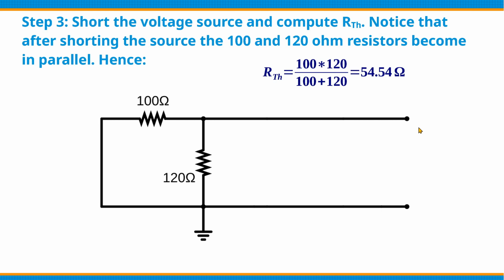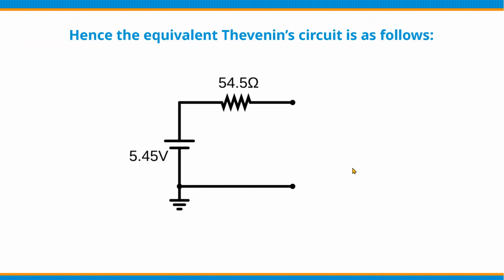Now the third step is to zero the sources. Of course, here we have a voltage source. Zeroing a voltage source means replacing it with a short circuit. If we have current sources in the circuit, zeroing current sources means replacing them with an open circuit. So after shorting the voltage source, we end up with this 100 ohm being in parallel with the 120 ohm resistor. So again, with a simple equation, we can find the parallel equivalent, and it comes out to be 54.54 ohms. So here's again the Thevenin equivalent for this example circuit.